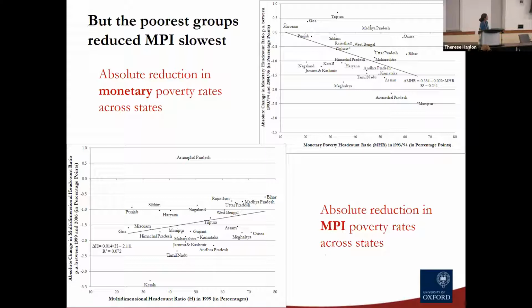So again, you saw Bihar was the poorest in 1999. It had made the fastest reduction in monetary poverty. But this was multidimensional poverty from 1999 to 2005-06. The poorest groups had made the slowest progress. So they were being left behind. And so it was a very disturbing finding, and it was the same for the Muslims, it was the same for the caste, and it was the same for the children.